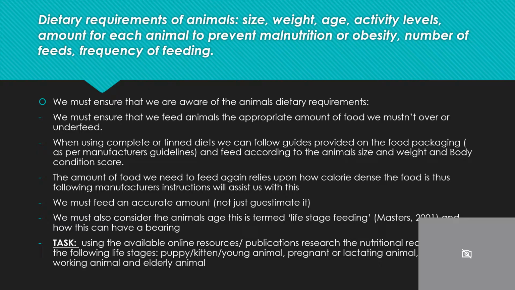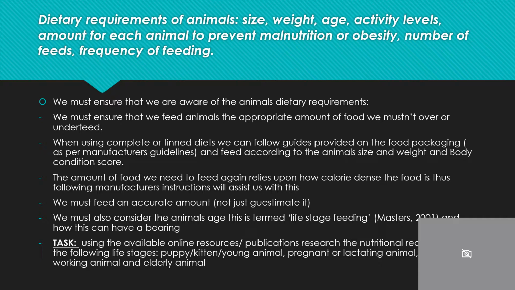Dietary requirements of animals. Consider that animals' size, weight, age, activity levels, etc. can have quite a bearing on this. And it's really key that we are feeding them appropriately, maintaining their calorific requirements so that we're not going to have animals that are becoming malnourished whilst in our care, but also not overfeeding them. So we must ensure that we feed them the appropriate amount of food, and we mustn't over or underfeed. And this can include actually weighing out the feedstuffs, especially in relation to dry food formats, to ensure that we are meeting that calorific requirement.